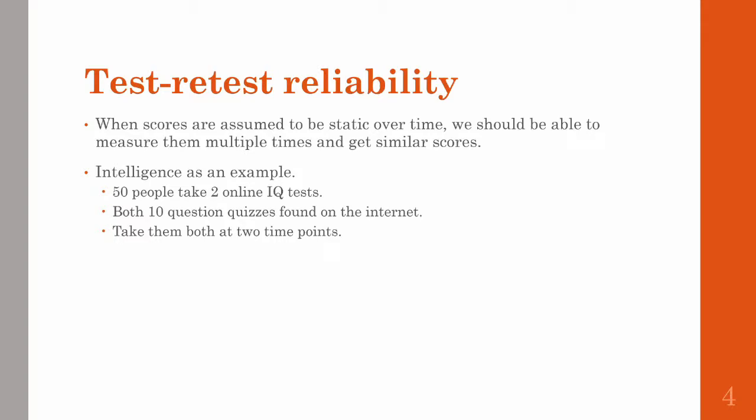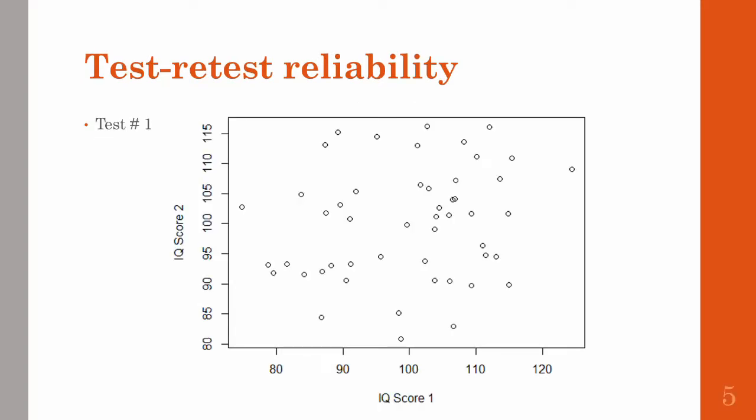So let's say I recruit 50 people to take 2 different IQ tests that I found online. These tests claim to assess IQ in just 10 minutes with just 10 questions. So we take all 50 people and have them take these 2 IQ tests at 2 different time points a week apart. Once all 50 people take the test, we can plot up everyone's scores. This is a scatter plot where the dots represent where everybody scored on the first attempt on the x-axis compared to the second attempt on the y-axis.